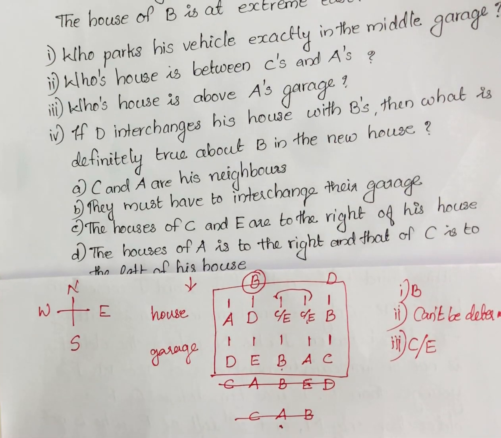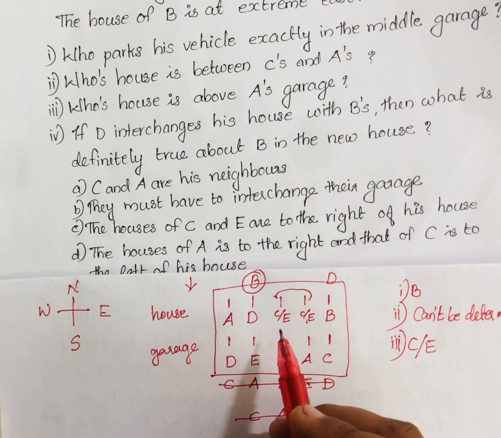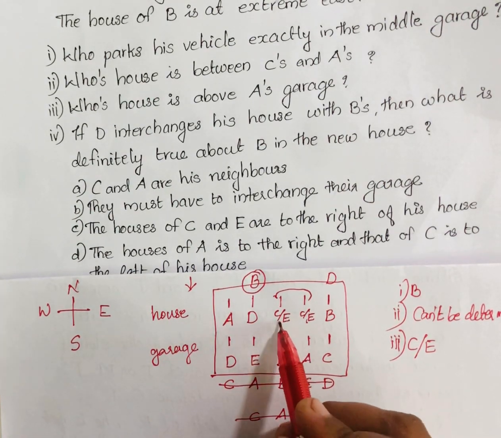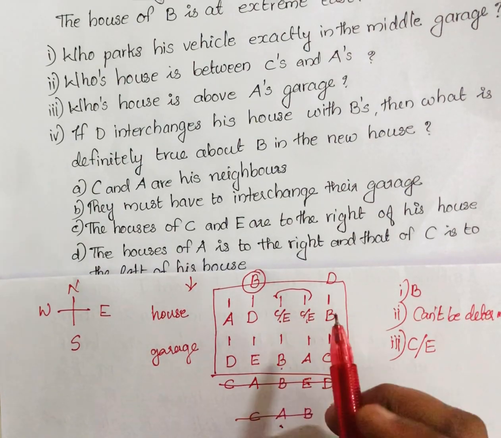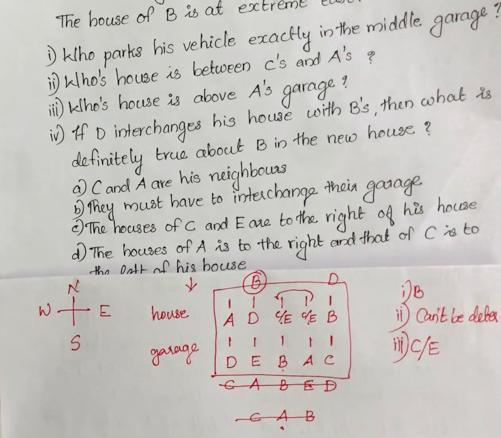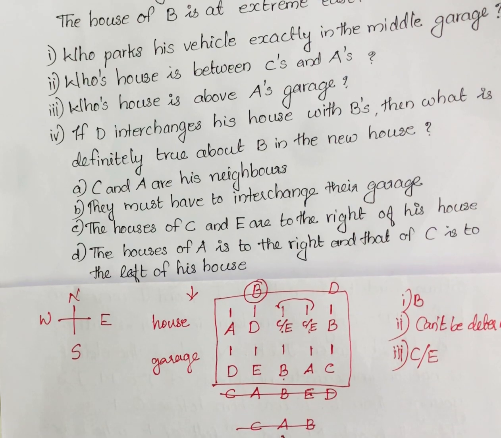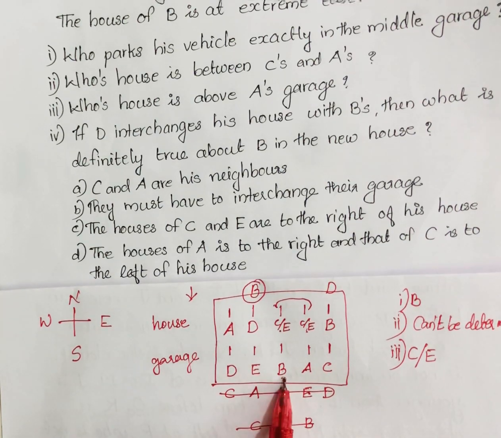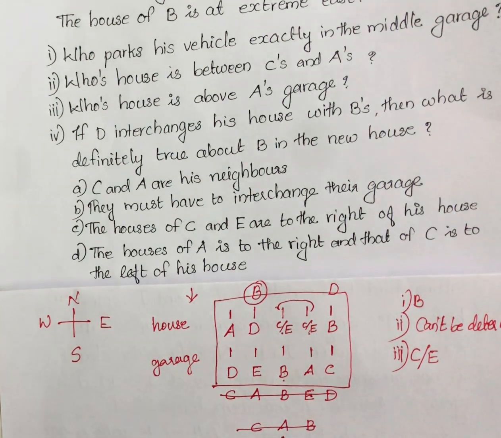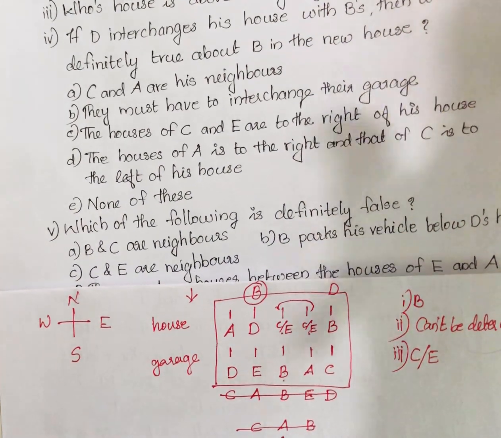So first option, C and A are his neighbors. They are asking about definitely true. So this is not C, it cannot be said that it may be C or E. So we cannot say that is definitely true. Maybe, probably true, but definitely true is not. Then next one, they must interchange their garage. They do not have to interchange their garage. So that is a wrong statement.